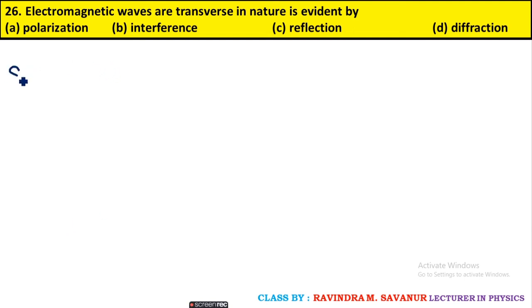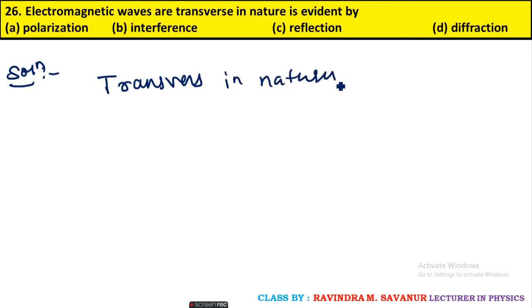The electromagnetic waves are transverse waves in nature. Which phenomenon gives evidence of this? We discussed in wave optics also that transverse nature. This idea is given by the wave optics phenomenon, that is polarization. Option A.